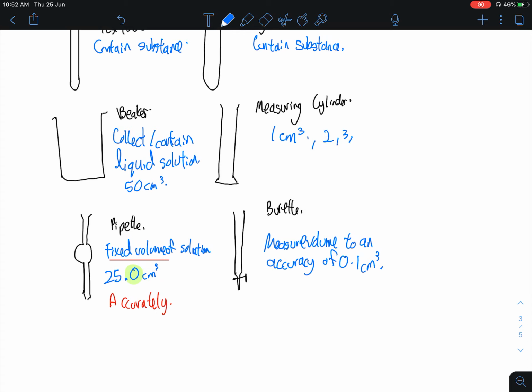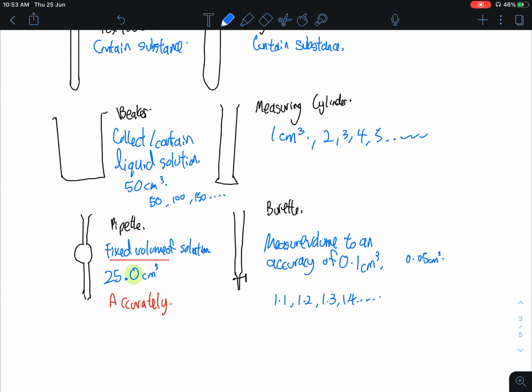So 1, 2, 3, 4, 5, etc. This one is maybe 50, 100, 150 cm cube, etc. This one, pipette, is only fixed. Burette, on the other hand, is like 1.1, 1.2, 1.3, 1.4, so on and so forth. Okay. So this is also the burette, but of course when you go to Sec 3, you'll realize that there is a more precise measurement for burette to 0.05.